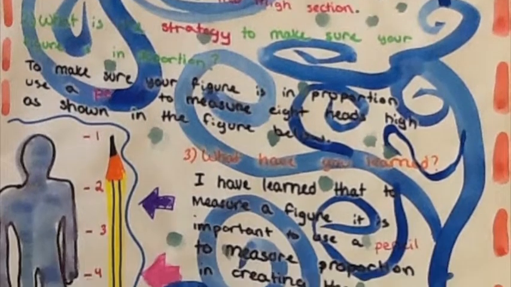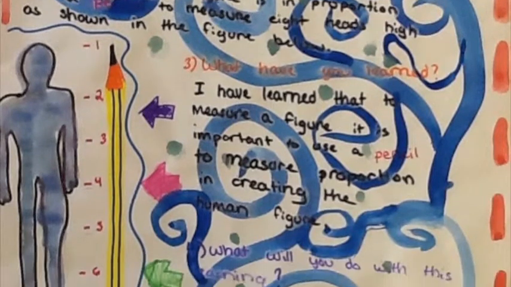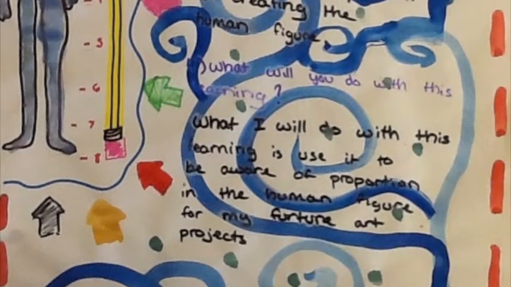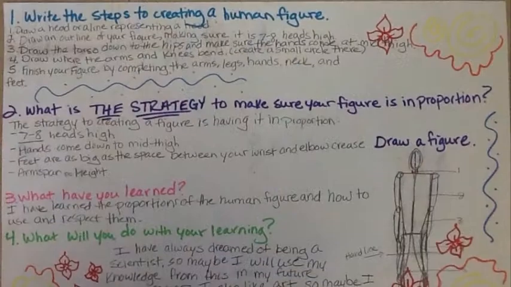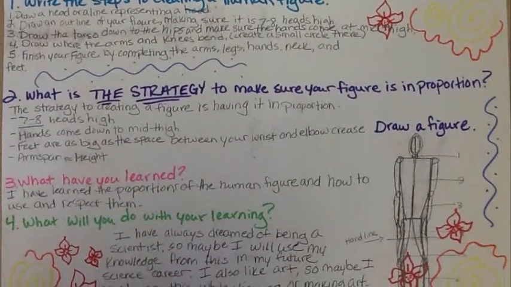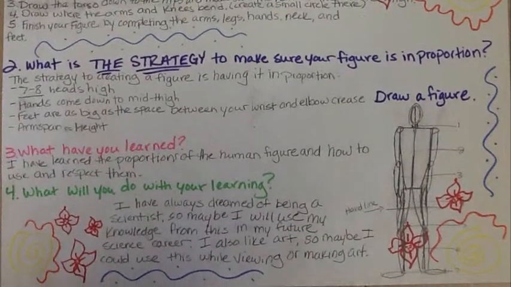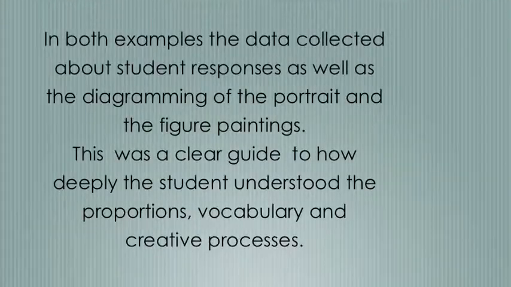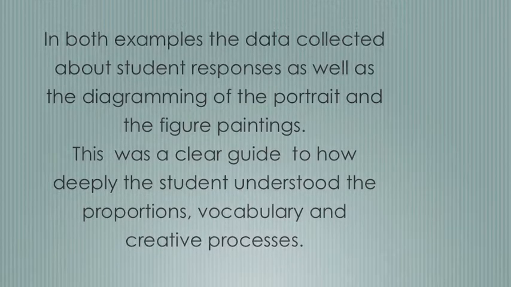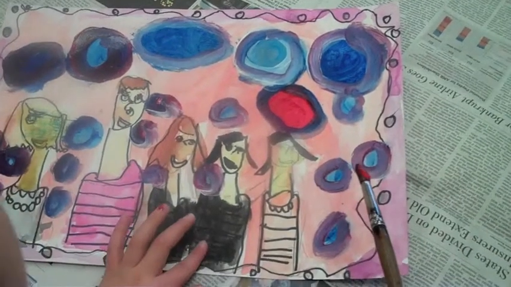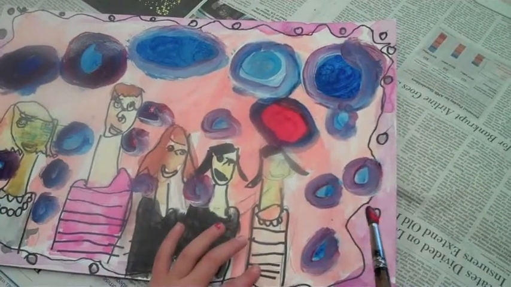Another example here is grade 5. Students answered questions about strategy and learning, as well as diagrammed the human figure in proportion. In both examples, the data collected about the responses, as well as the diagramming of the portrait and the figure paintings, was a clear guide to how deeply the students understood proportion, vocabulary, and the creative process.